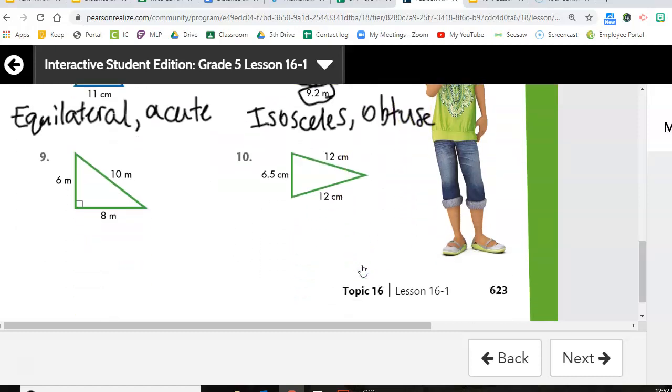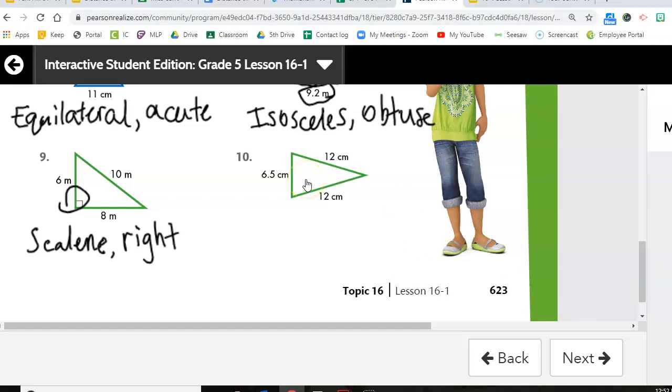Next up, number 9. For my sides, I have 6, 8, and 10. None of them are the same size, so that would be a scalene triangle. Scalene, right? And then finally, I see with the angle, I have a square, which means it is a right angle that's 90 degrees. So it's a right triangle.